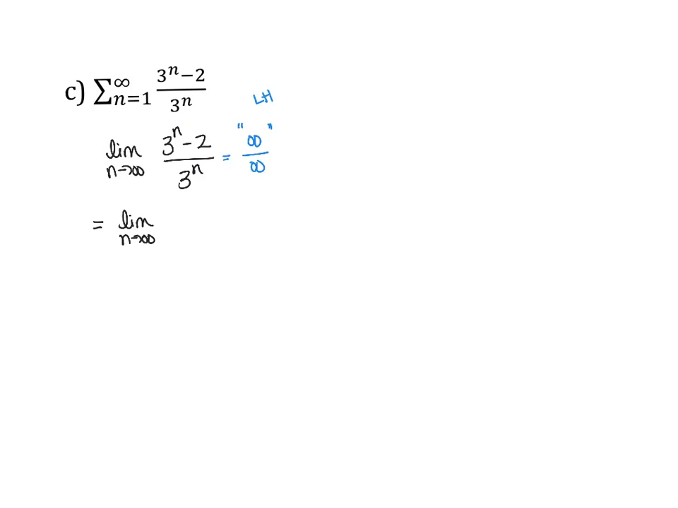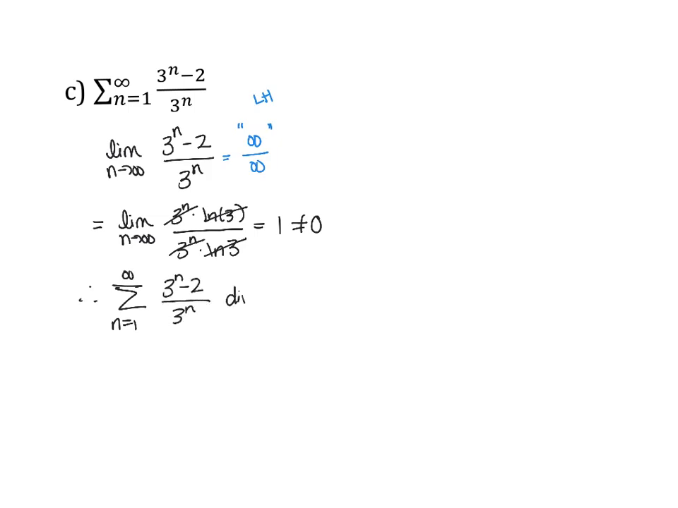So therefore, what's the derivative of 3^n - 2? Well, the derivative of 3^n is 3^n times the natural log of 3, and then minus 0, all over 3^n times the natural log of 3. And here you see these cancel, and you are indeed left with just a 1. So since this is a 1, which is not equal to 0, I can say that the sum from n equals 1 to infinity of (3^n - 2) all over 3^n diverges by the nth term test.